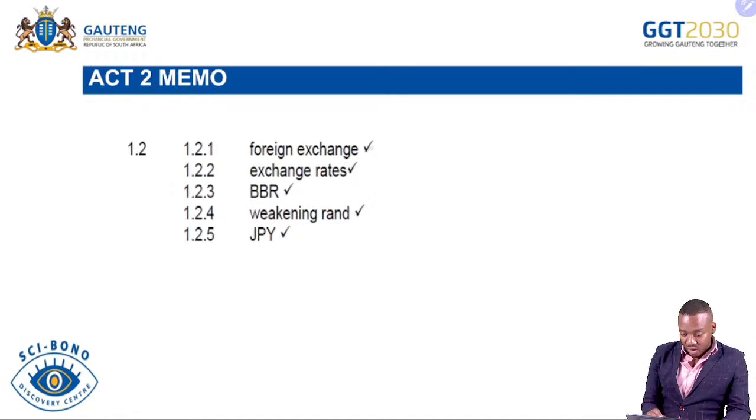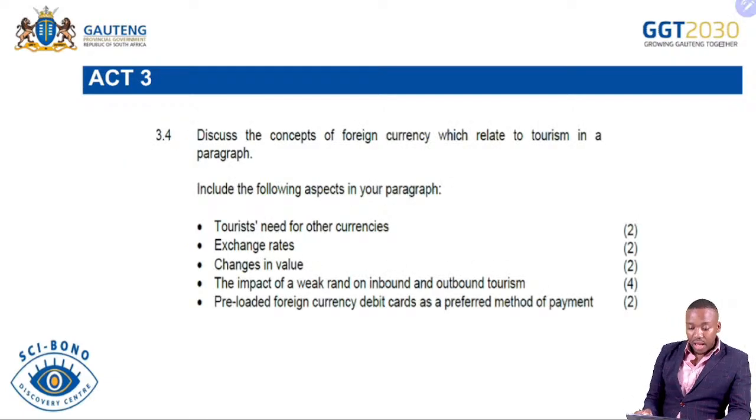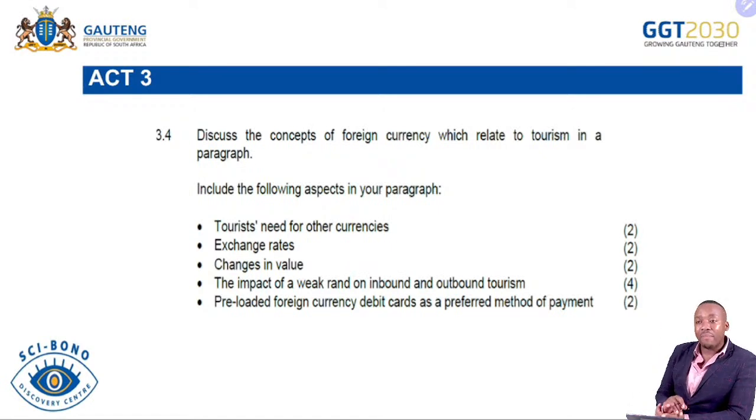This is the memo. The first one, foreign exchange. Number 2, exchange rate. Number 3, BBR. Number 1.2.4, weakening rand, and JPY. Then this one, this is the main one. Check now. Remember I said they can ask you in terms of the impacts of a weak rand and a strong rand.